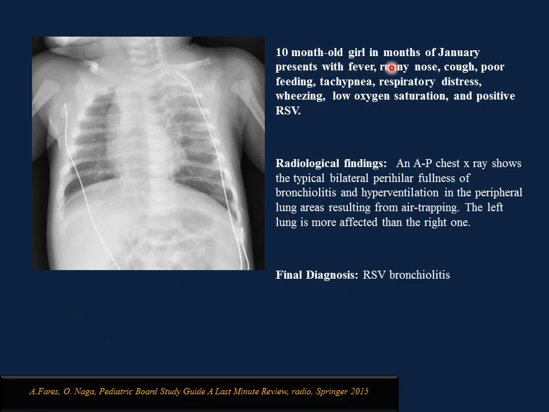This is a 10-month-old girl who presents in the month of January, in the winter time, with fever, runny nose, cough, poor feeding, tachypnea, respiratory distress, wheezing, low oxygen saturation, and positive RSV virus. In the radiological findings of this case, you will see bilateral peribronchial fullness and cuffing, and also air trapping on both sides and hyperinflation of the lungs. The air trapping here is more on the left side than the right side. This is a classic presentation of RSV bronchiolitis.